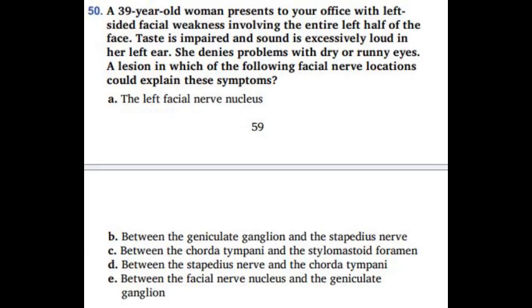D is between the stapedius nerve and the caudal tympanic, so that's false. E is between the facial nerve nuclei and the geniculate ganglion, that's false. So our answer is option B.